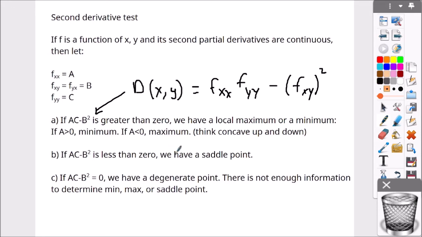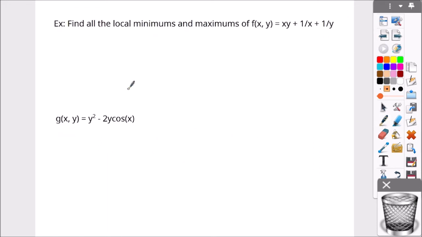However, just because f sub xx and f sub yy are the same sign does not mean that it can't be a saddle point. It still can be a saddle point. I just don't think it's that common if f sub xx and f sub yy are the same sign. However, we're going to work out these problems and we're going to see whether or not I'm right.